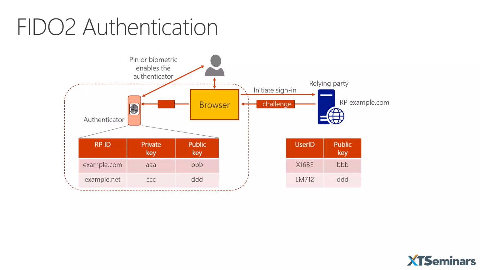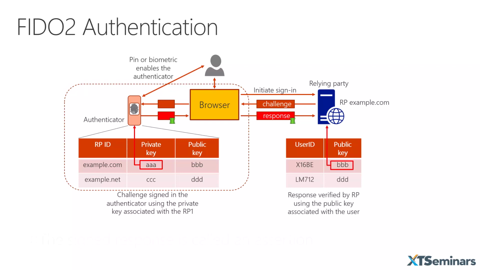And what the authenticator does is it takes the challenge and generates a response. And that response is signed with the private key for the relying party, so in this case, example.com. So we've now signed it, and that is sent back. And that response is actually known as an assertion.